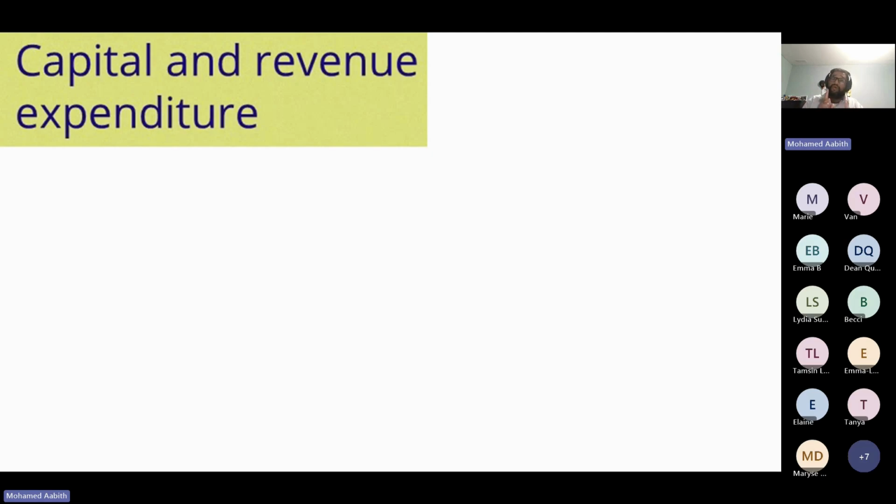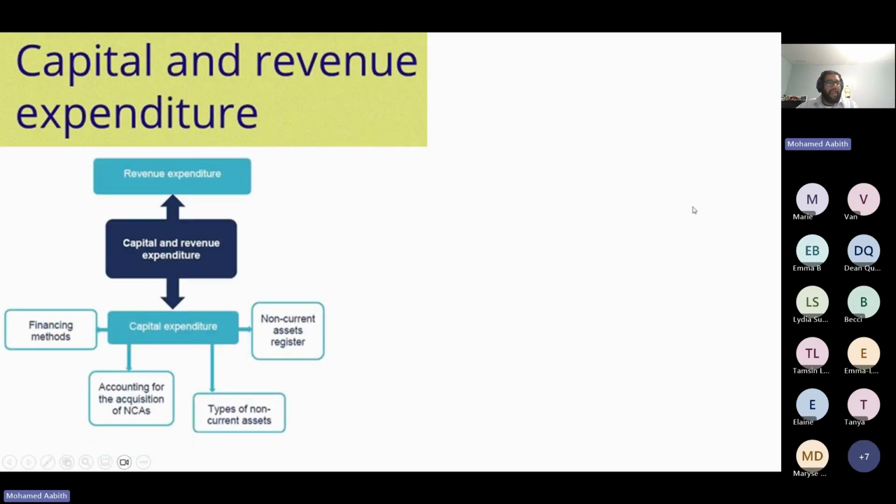So the business has to identify whether a transaction is capital or revenue. If something increases the value of the property, we consider it capital. If it does not, we treat it as revenue. So we have some options here. We'll think about how to identify them: what is a revenue transaction and how to identify a capital transaction?